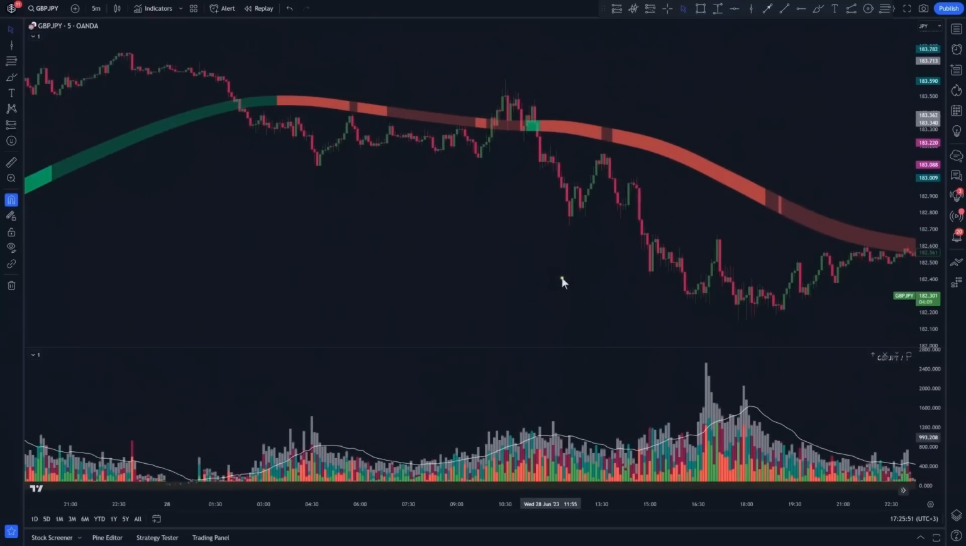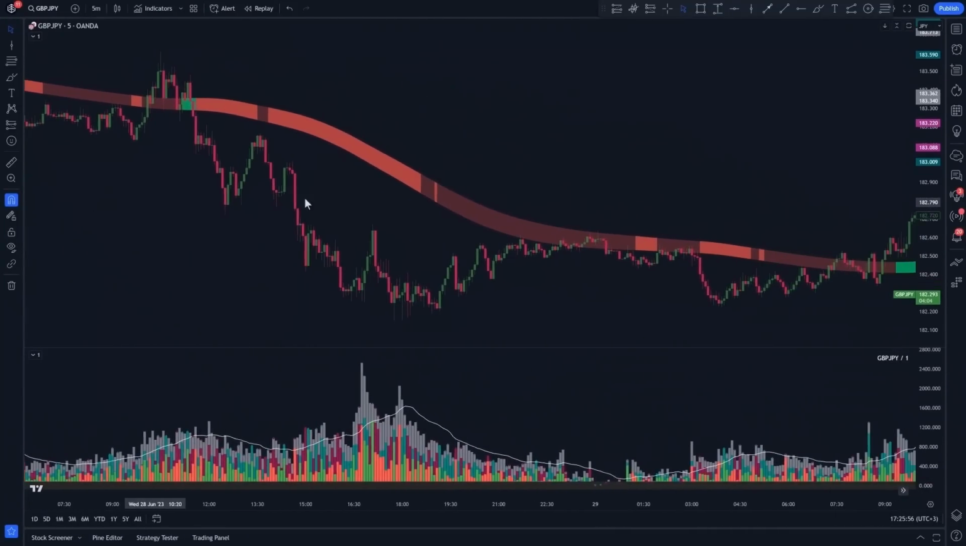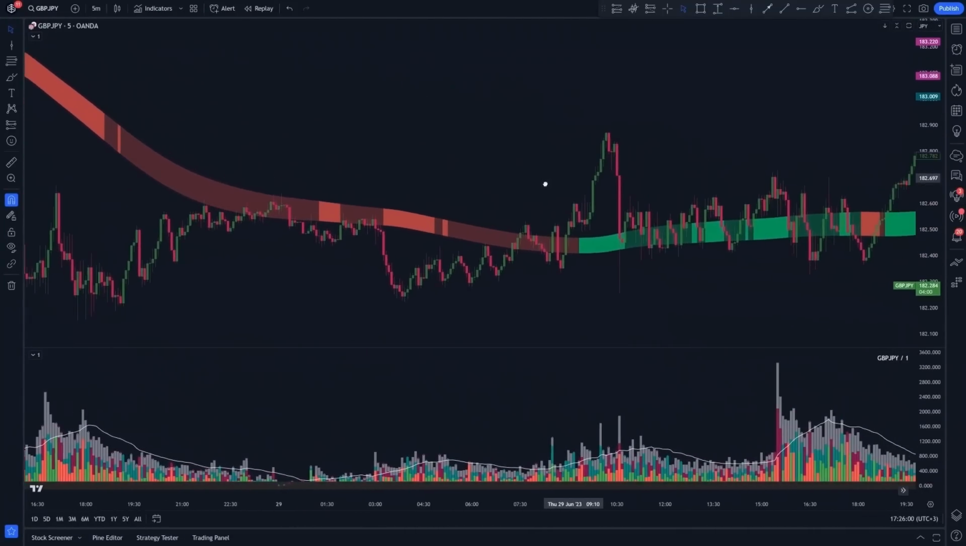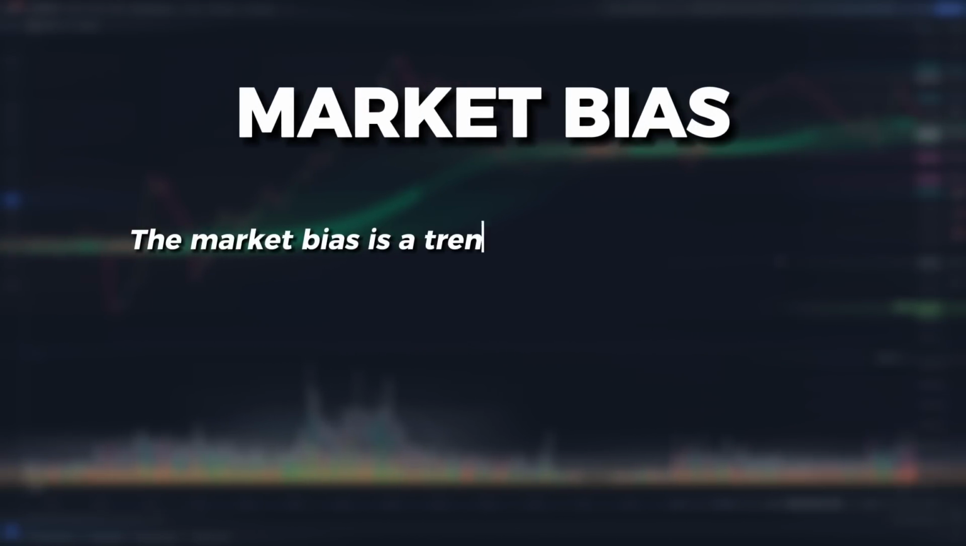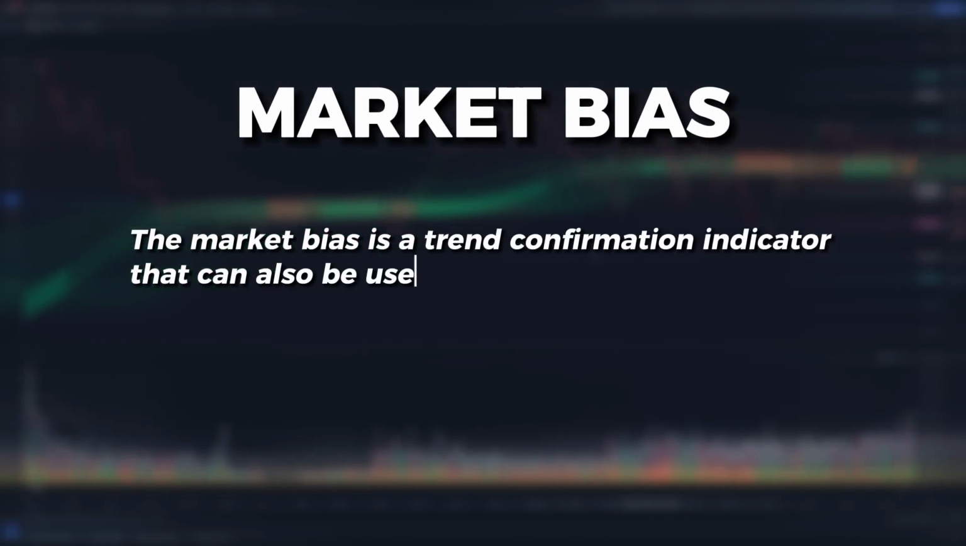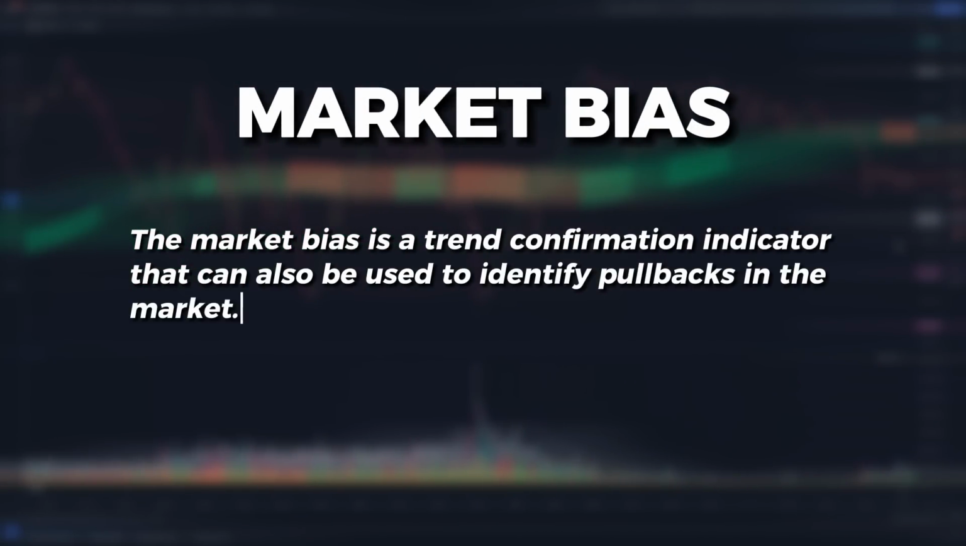Click OK. Now, I know the addition of the market bias indicator may lead you to wonder how exactly we are going to use this indicator in conjunction with the volume composition indicator. Well, the market bias is a trend confirmation indicator that can also be used to identify pullbacks in the market.